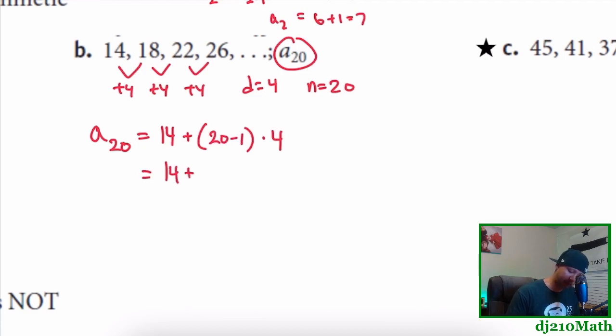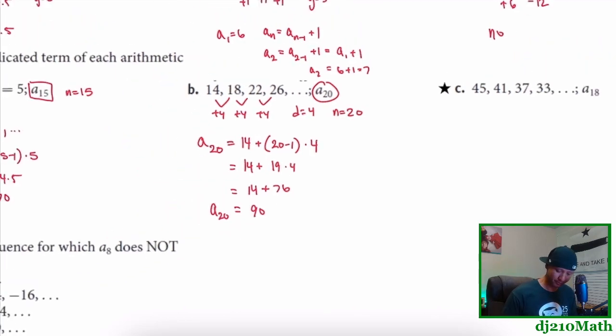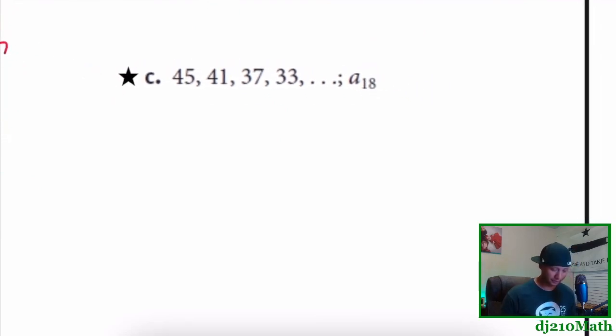So a sub 20 is going to be equal to 14 plus 19 times 4. So 2, 4, 6, 8. 80 minus 4, 76. 14 plus 76, which is 80, 90. So a sub 20, the 20th term in this list, would be 90. It's kind of interesting. I'm not going to lie. This is fascinating for sure.